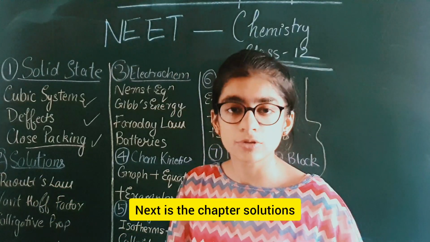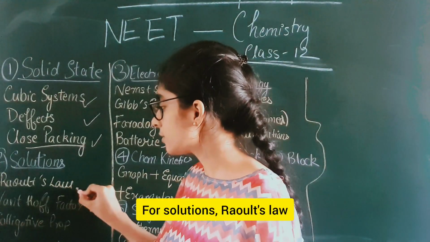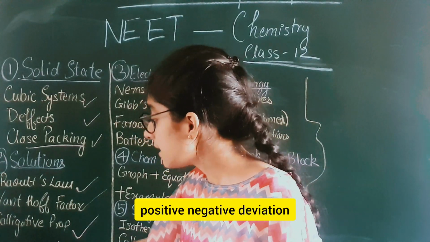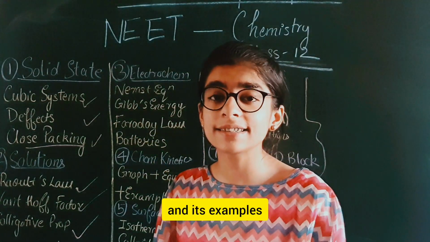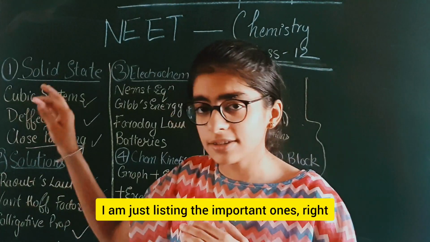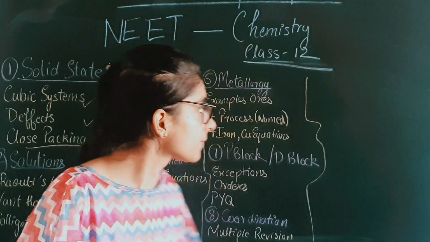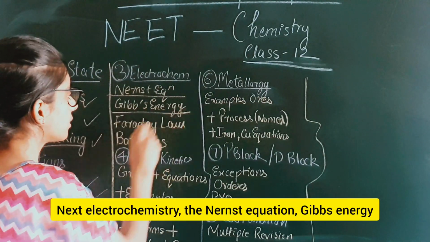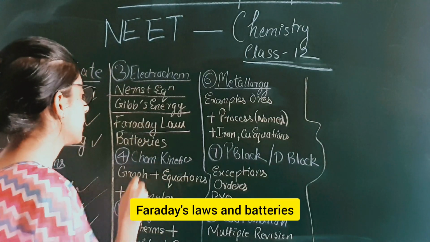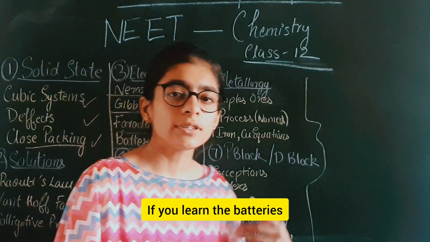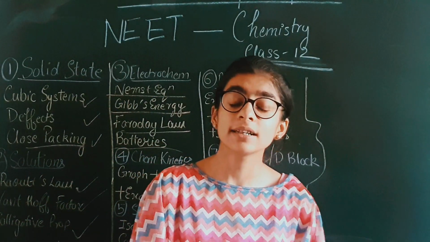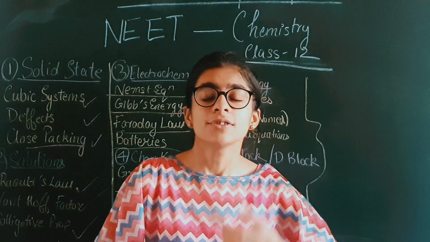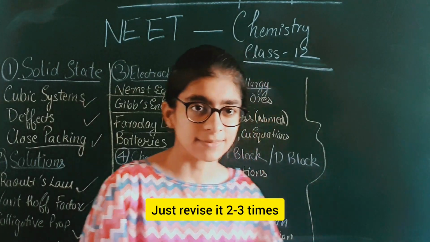Next is the chapter solutions. For solutions: Raoult's law, Van 't Hoff factor, colligative properties, positive and negative deviation and its examples. I am just listing the important ones, right? Next, electrochemistry: the Nernst equation, Gibbs energy, Faraday's laws and batteries. If you learn the batteries and cell concept here, then it is more than enough. You don't need to understand it again and again, just revise it 2 to 3 times.